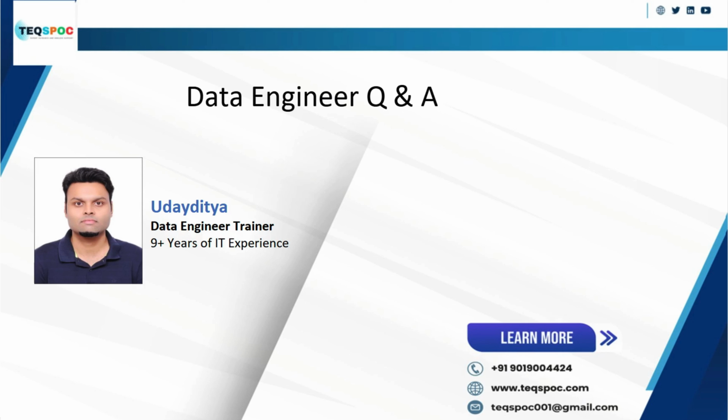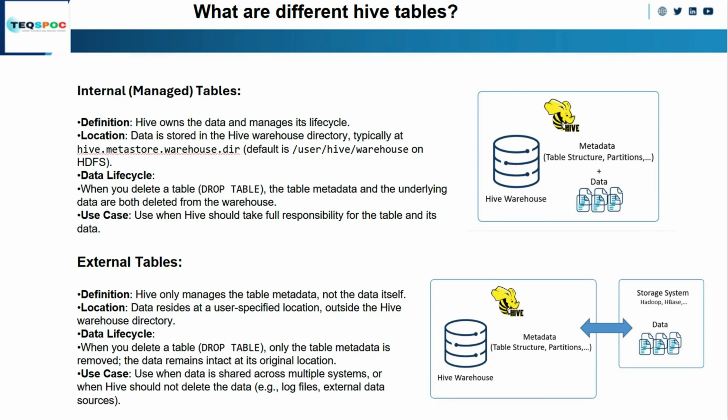In today's session, we're going to discuss the different types of tables that are present in Hive. Primarily, there are two types of tables that are present in Hive. One is the internal table, which is also referred to as managed table. The other one is the external table. Now, the reason why the internal table is called the managed table is because Hive not only owns the data but also manages its life cycle.